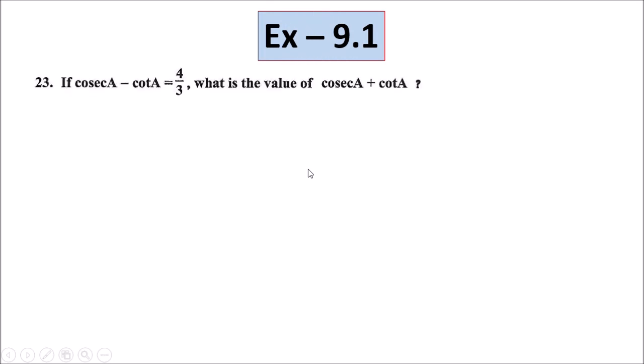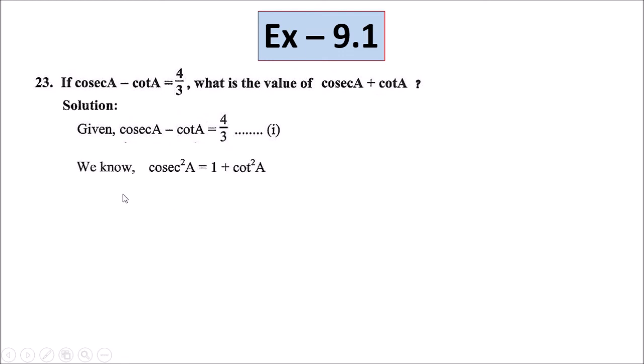So here is another question, that is number 23. If cosec A minus cot A equal to 4 by 3, what is the value of cosec A plus cot A? It's also very common math in SSC examination questions. So you can see the previous board questions. You will see this type of math available there. So you will understand. Given cosec A minus cot A equal to 4 by 3.